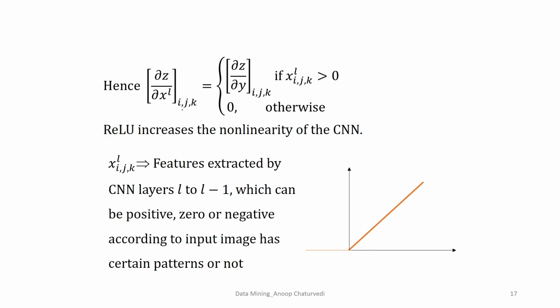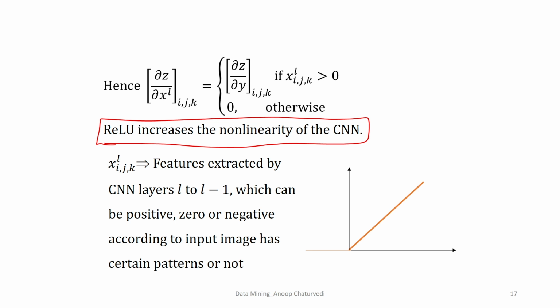Therefore, the I j kth element of the partial derivative of z with respect to x l is equal to the I j kth element of the partial derivative of z with respect to y if x I j k l is greater than 0, and 0 otherwise. So, now we observe that ReLU increases the non-linearity of the CNN.